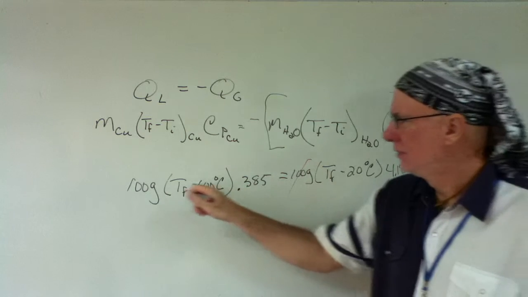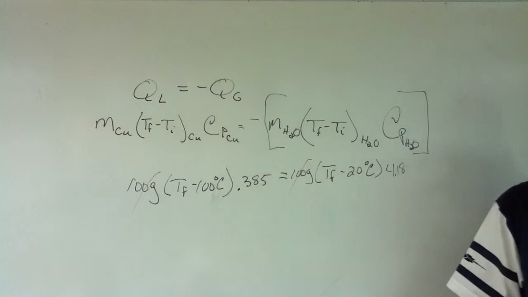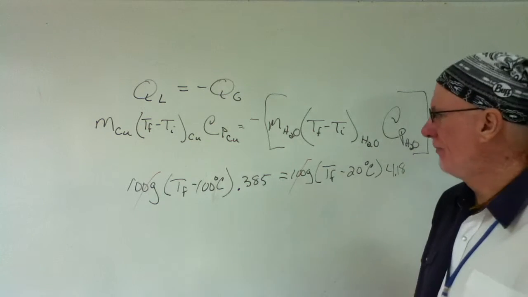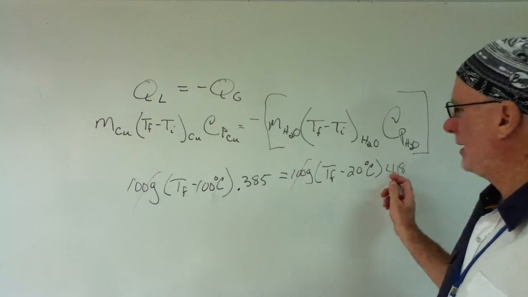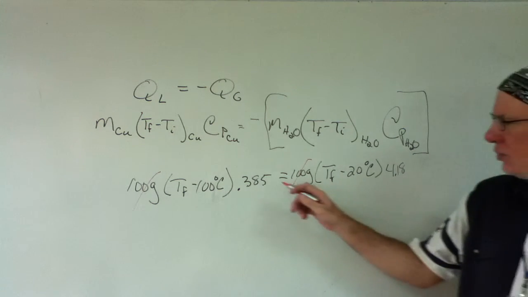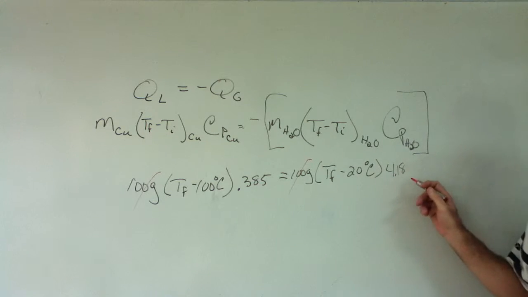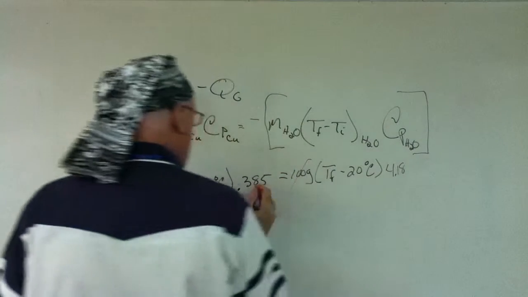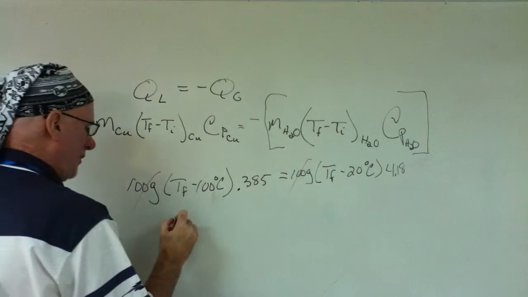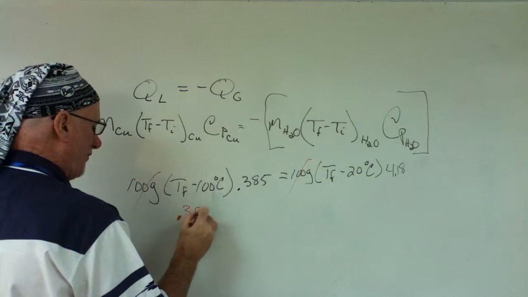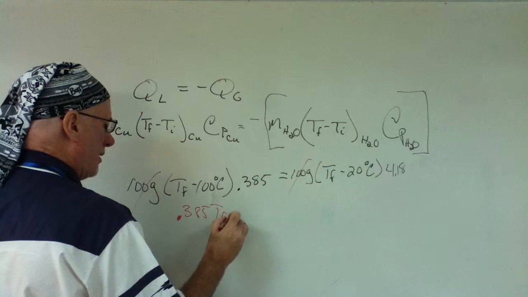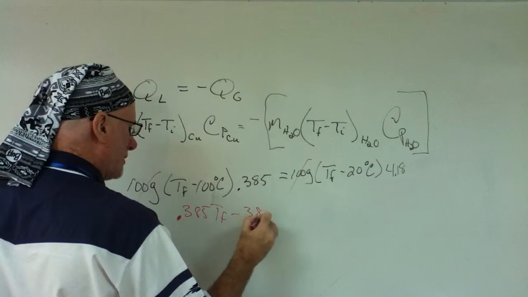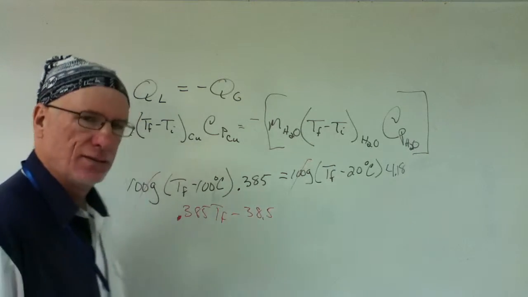Sure. Get rid of the 100, right? Can we? Yeah. Okay, good. Now, I got to distribute through 0.385 and 4.18. Yes? So what is 0.385 times TF? It is 0.385 TF minus 38.5, is that correct? Yes.